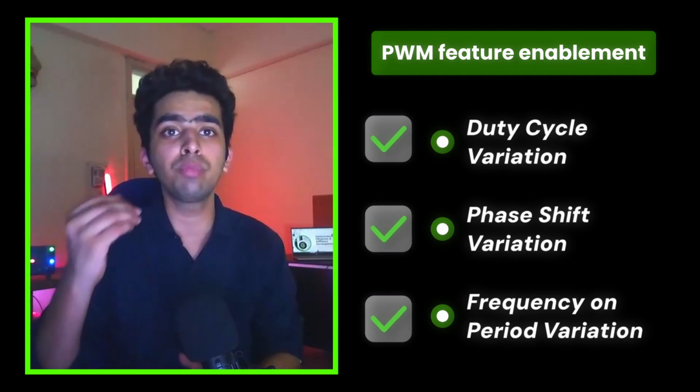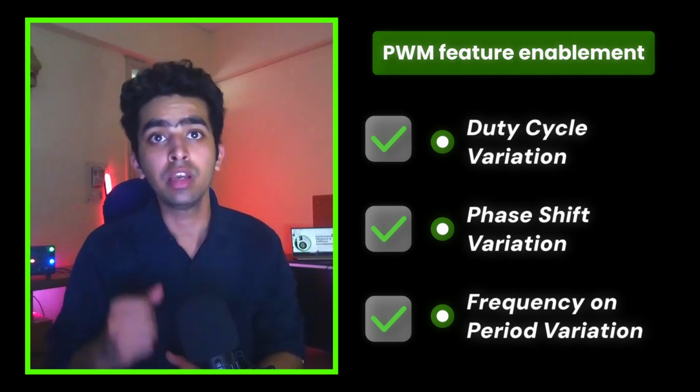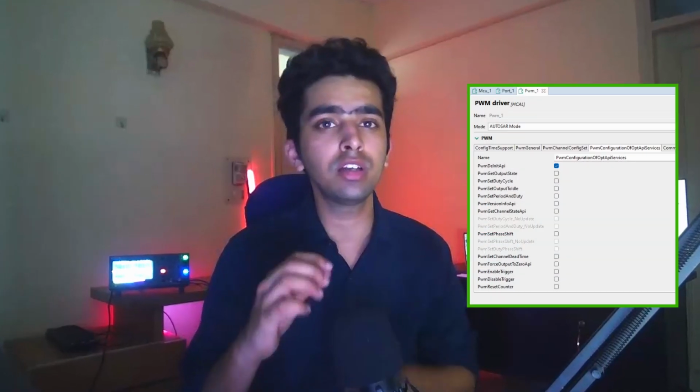So we can enable that which all PWM features we want to enable. Correspondingly, in the GUI configuration we can select which feature we want to use, and corresponding to those features, our APIs in our application code would be enabled for us to use.